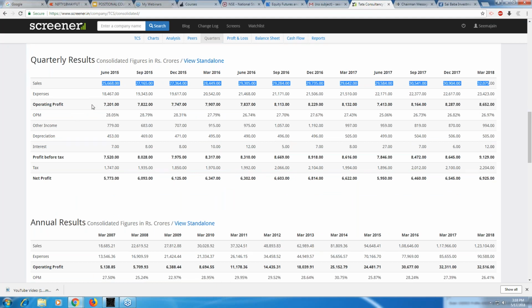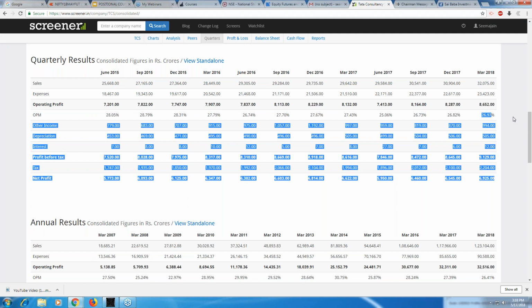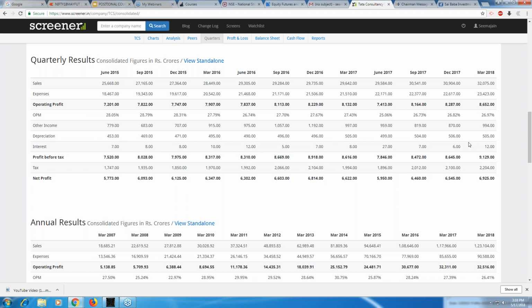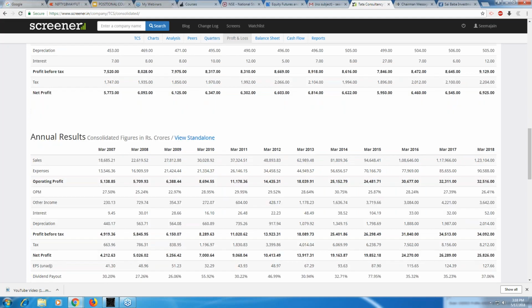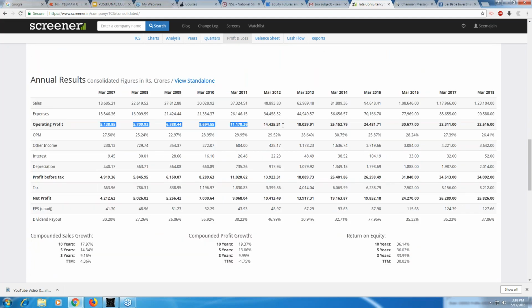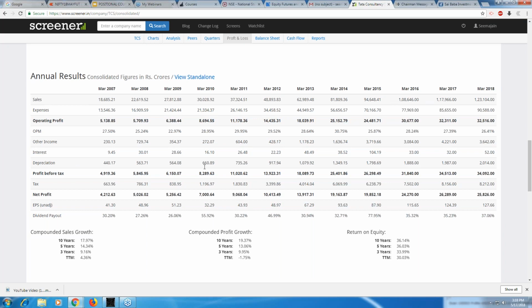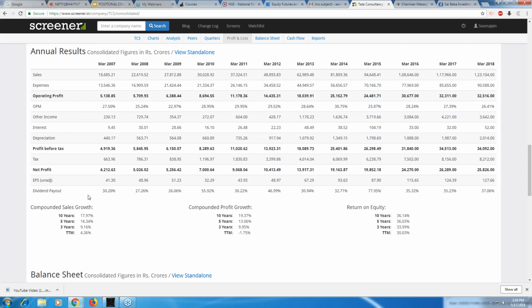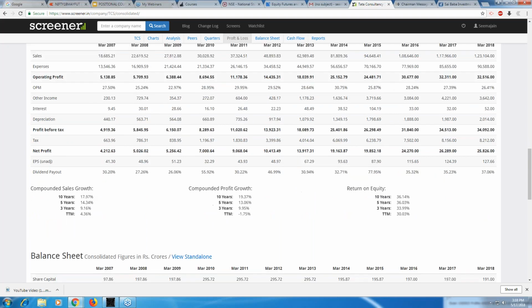Expenses are also growing, but the operating profits are increasing, and even operating profit margins are stable, right? And look at the operating profits on a year on year basis. Look at it from 5 crore in 2007, it has become 32 crores in 2018, right? And all these are fine. Appreciation, net profits have also grown.